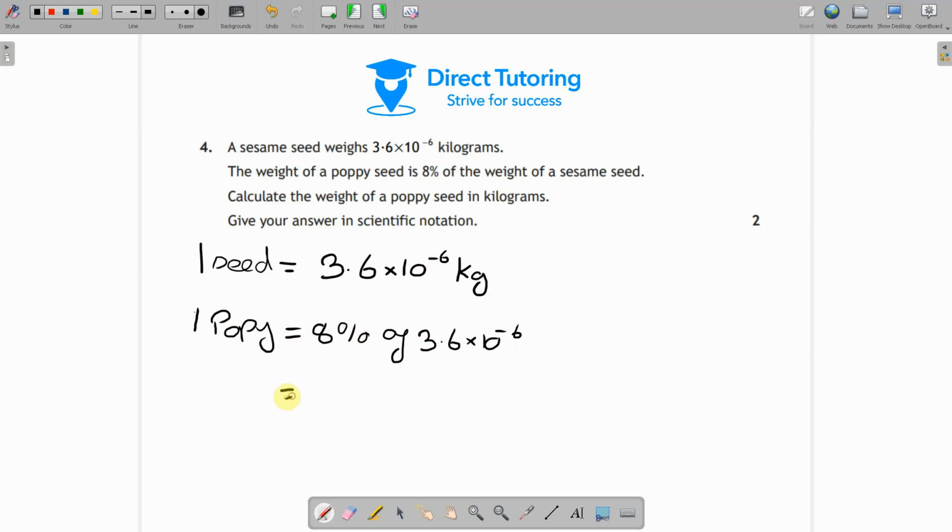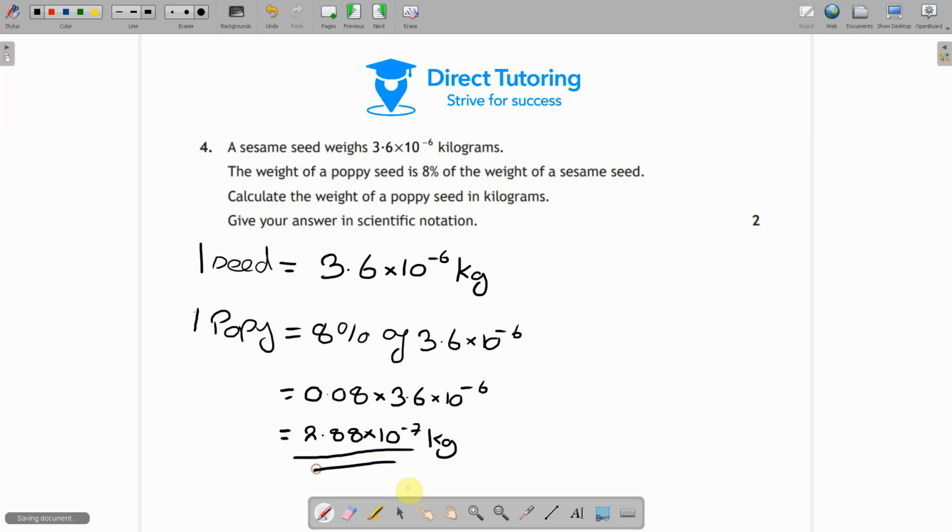So if we do 0.08 times 3.6 times 10 to the minus 6, we end up with a value of 2.88 times 10 to the minus 7, and don't forget the units, kilograms. And that is your answer in scientific notation.